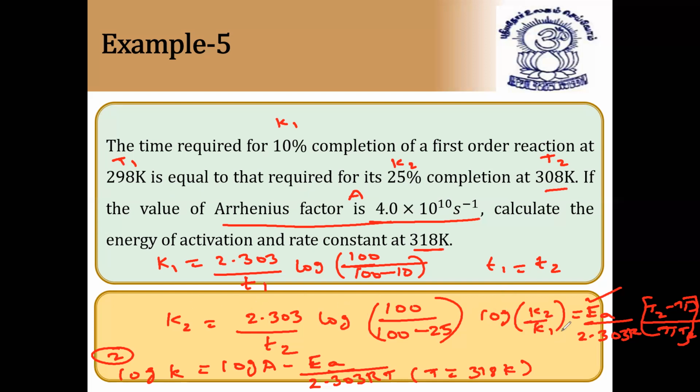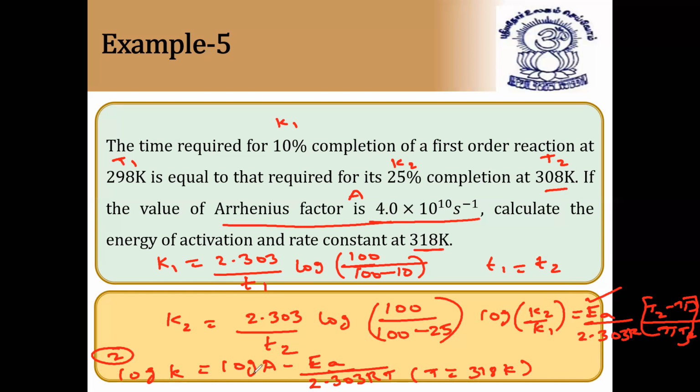That is log of K2 by K1 is equal to EA by 2.303 R into (T2 minus T1) by T1 T2. By substituting this formula, from these two equations you can find out K2 and log of K2 by K1, and that is equal to this. And from this equation, you can find the energy of activation. Substituting this energy of activation in the second equation, that is how to find the rate constant at 318 kelvins.